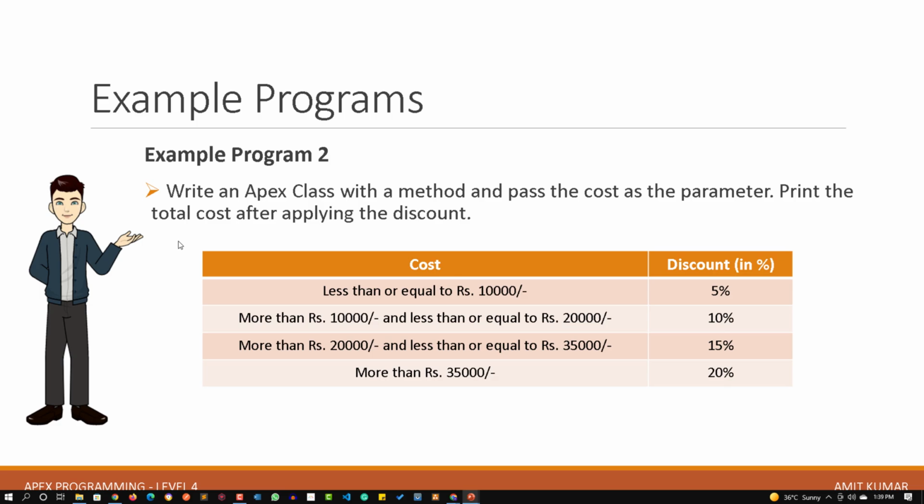So if the cost is less than or equal to rupees 10,000, the discount will be 5%. If it is more than 10,000 and less than or equal to 20,000, the discount is 10%. If it is more than 20,000 and less than or equal to 35,000, the discount will be 15%, and if it is more than 35,000, the discount will be 20%. So let's see the program.